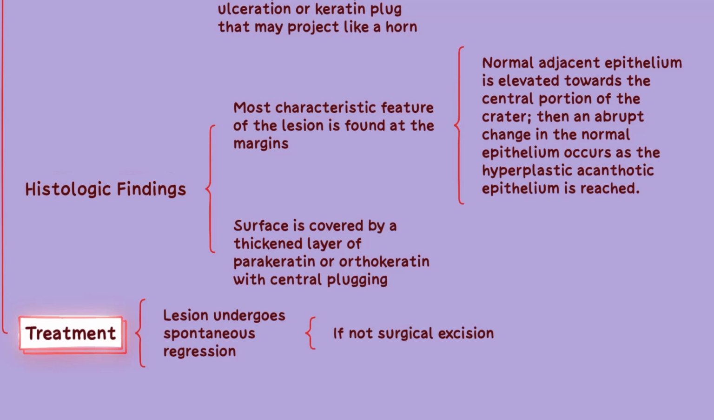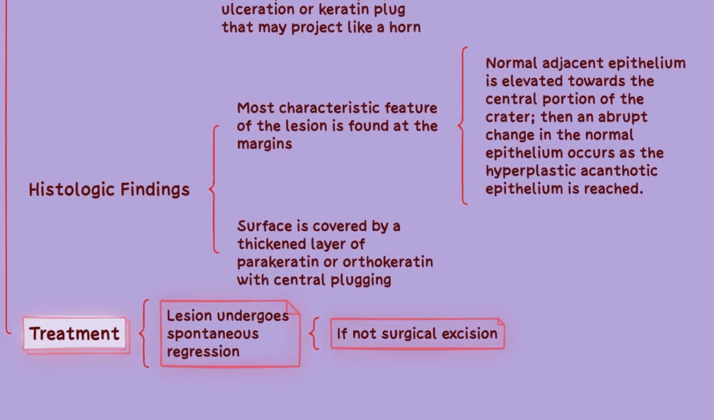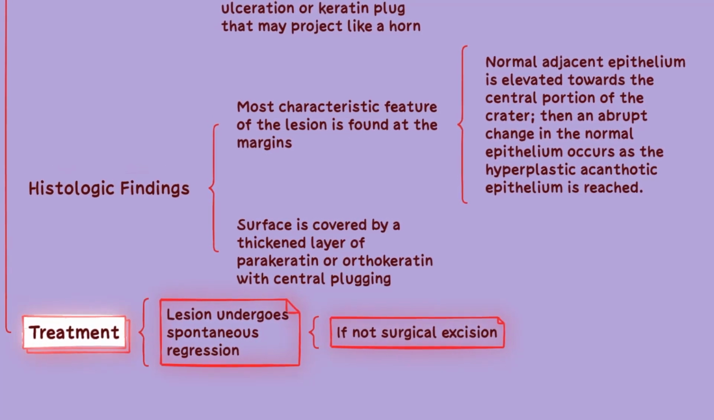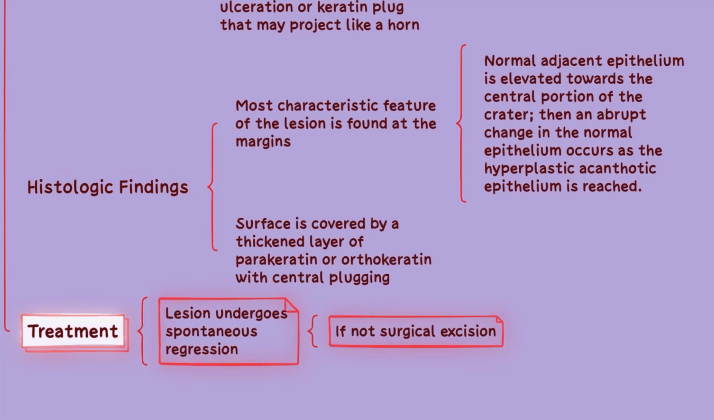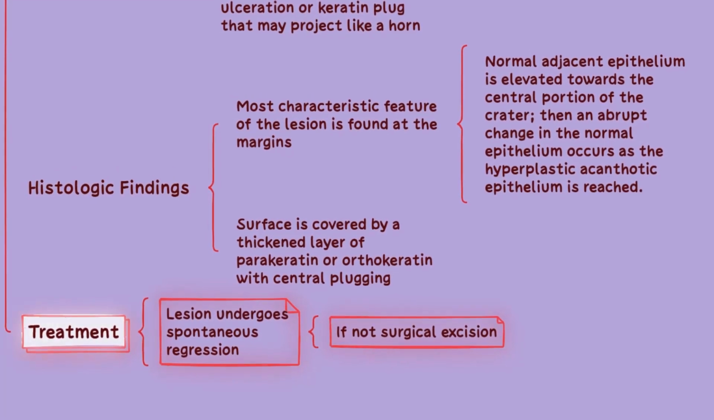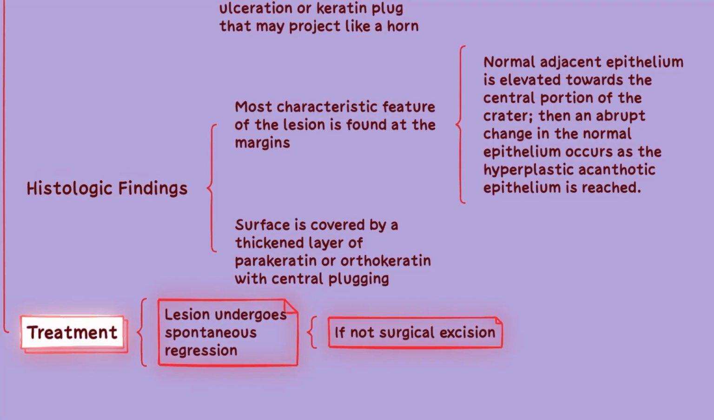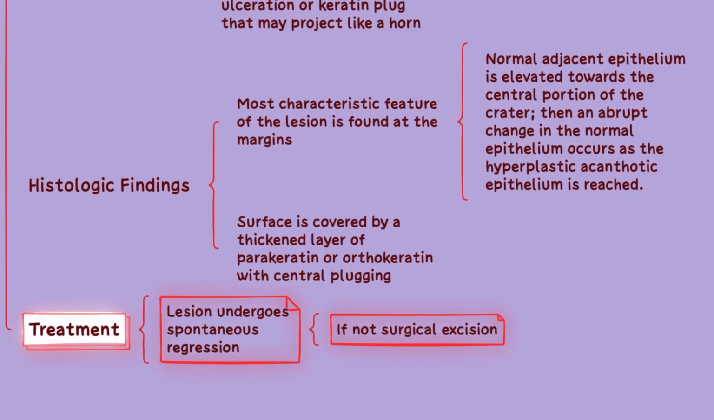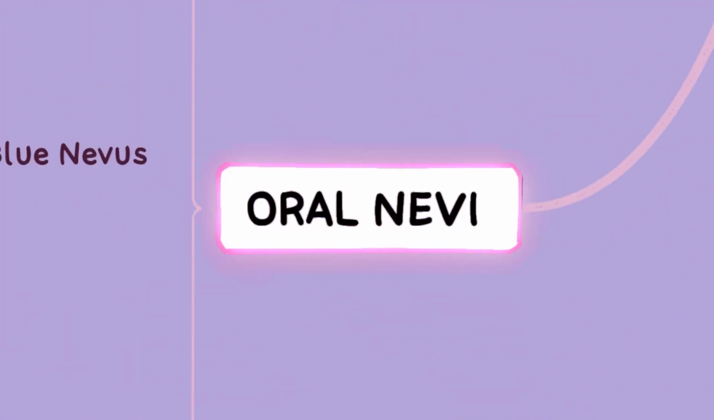Treatment of keratoacanthoma involves close monitoring as some lesions undergo spontaneous regression. If the lesion is persistent or growing, surgical excision is recommended to ensure complete removal. Another very important lesion we will discuss is the oral nevi.